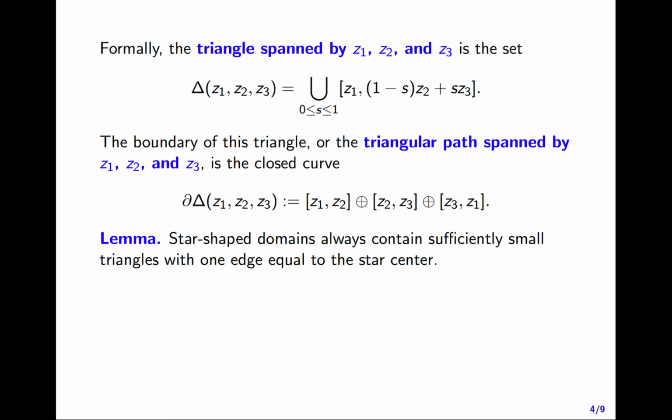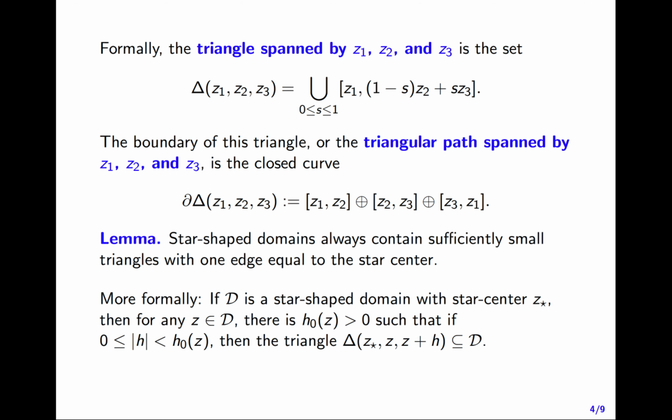Now, here is a technical and important lemma. Star-shaped domains always contain sufficiently small triangles with one edge equal to the star center. Let's put this in a little more math speak. Say that D is a star-shaped domain, and its star center is Z star, and you take a point Z in D. Then there is a positive number H0 of Z. So H0 of Z is this positive number that depends on my other point Z.